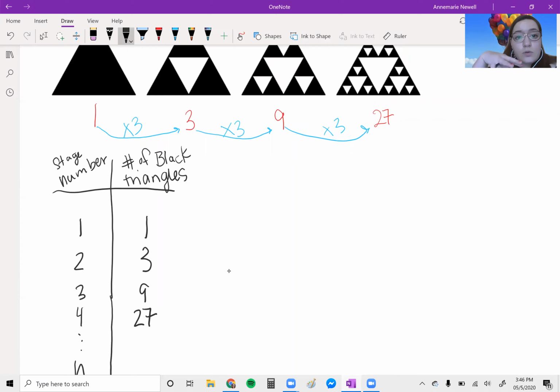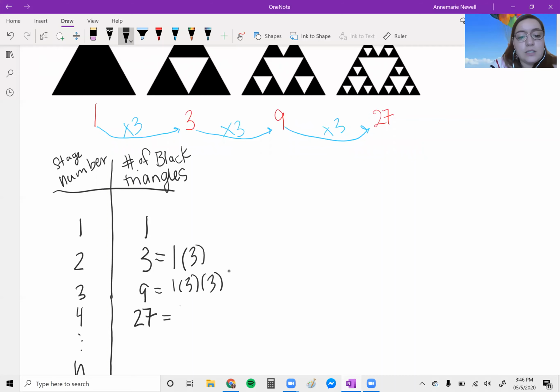Okay, I just wrote this differently. I just wrote the total of the black triangles, but that is harder to see, like how it's growing. So I'm gonna compare everything to the first stage. So 3, I started at 1, and what did I do? I multiplied by 3. For 9, really, I started at 1 and I multiplied by 3 to get to the second stage. And then from the second to the third, I multiplied by 3 again.